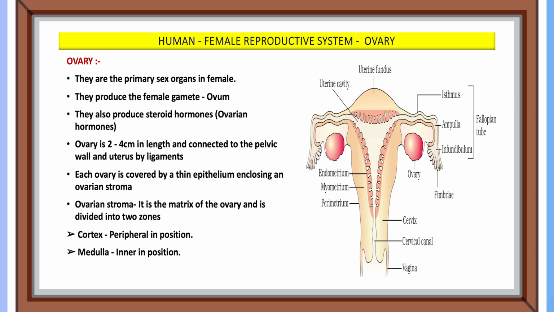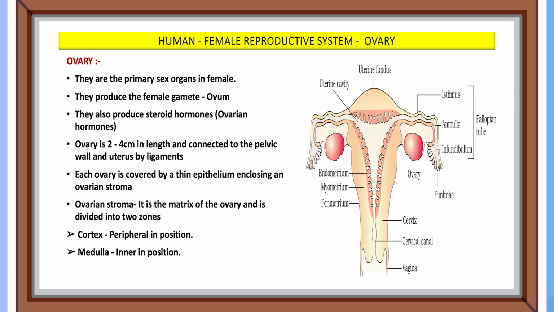They also produce steroid hormones, the female sex hormone, ovarian hormones. Each ovary is 2 to 4 centimeters in length and connected to the pelvic cavity by membranes, ligaments. Each ovary is covered by a thin epithelium enclosing the stroma. Ovarian stroma inside the ovary is the matrix of the ovary and it is divided into two zones. The outer one is the cortex, which is peripheral in position, and the medulla, which is inner in position.